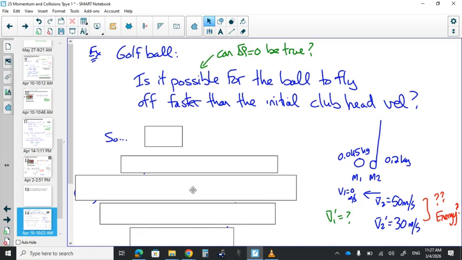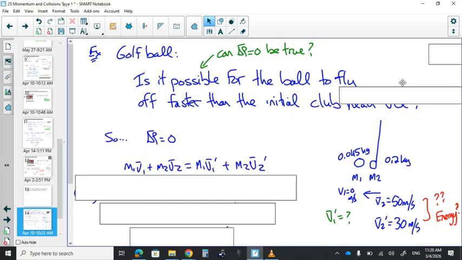So let's look at possible numbers here, right? If we have the golf club head being 0.2 kilograms, which is realistic for a 1 wood, and we have 0.45 kilograms, which is the mass of a golf ball. If the club was coming in with 50 meters per second and it reduced to 30 because it's colliding, what speed would the ball have as a result?